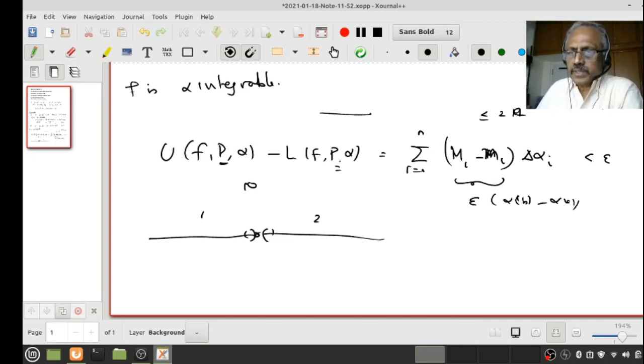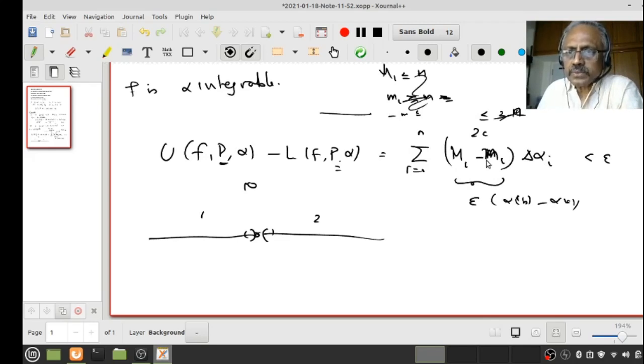Anyway, this will be less than or equal to 2m, because Mi will be less than or equal to m, and mi is greater than or equal to m, right? Therefore, minus mi will be less than or equal to minus m. Okay, anyway, so you understand this? So this will be bounded anyway. Let us say c, maybe 2c, that's okay, right?